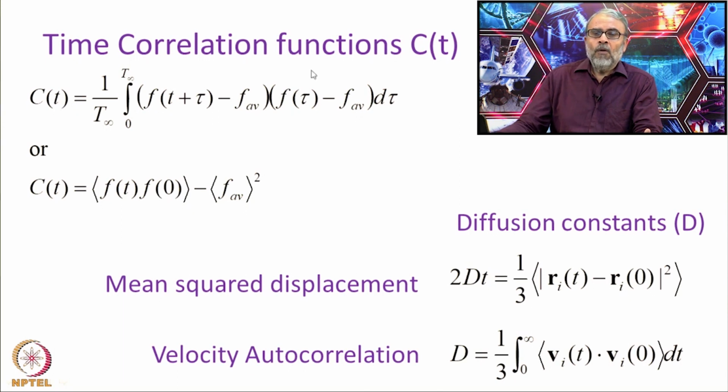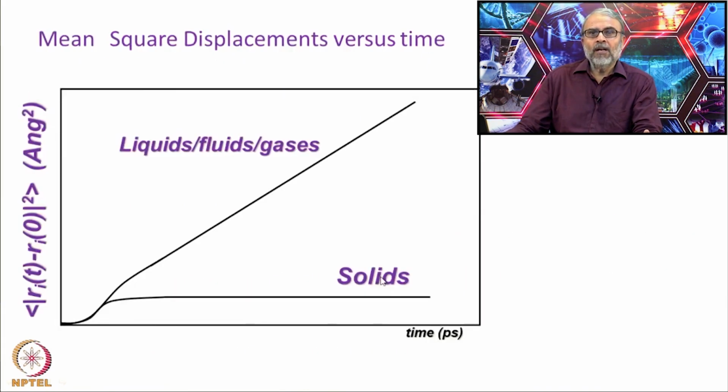Now, what are the advantages of this time correlation function? One is given here. This is called a velocity autocorrelation function. If you know the velocity autocorrelation function, you can integrate that time correlation function for velocity with respect to time and get the diffusion constant. The same diffusion constant can also be obtained from what are called mean square displacements. I will have a slide now to explain the meaning of the time correlation function.